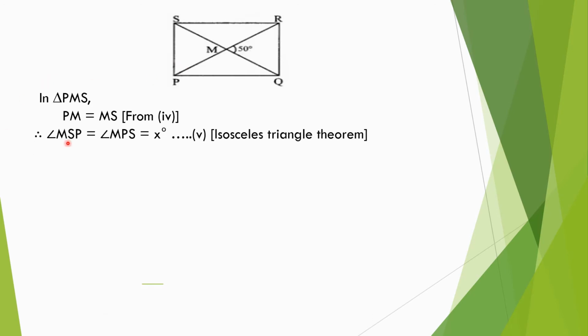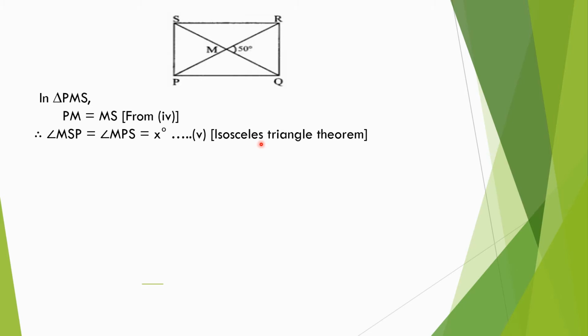Now I am considering the triangle PMS. In triangle PMS, PM is equal to MS from equation 4. If two sides of a triangle are congruent, then angles opposite to them are also congruent. Therefore, by the isosceles triangle theorem, angle MSP is equal to angle MPS is equal to x degrees, that is equation number 5, because of the isosceles triangle theorem.